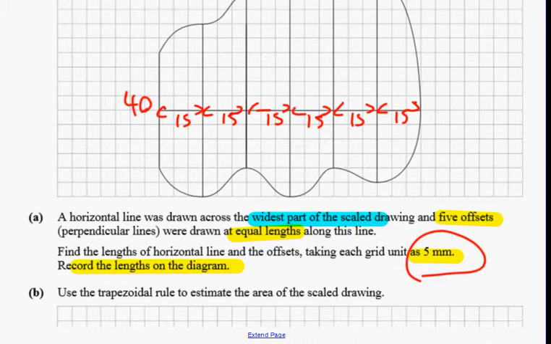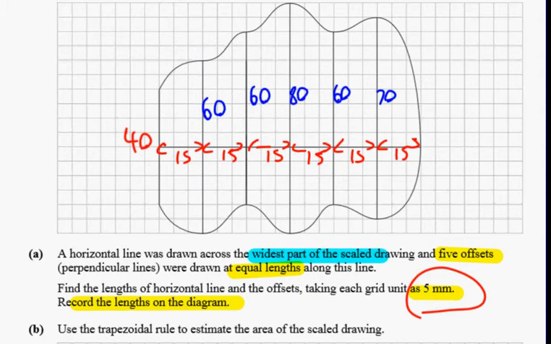Next one. 6 above, 6 below. 12 boxes, 12 times 5 is 60. Next one. 60 again. Next one. 80. 60. 70. So guys, each box is worth 5. Just count how many boxes there are and multiply by 5. As an example, I'll show you this one here. From here all the way up to here. 1, 2, 3, 4, 5, 6, 7, 8, 9, 10, 11, 12, 13, 14, 15, 16. 16 boxes multiplied by 5 gives me my 80.